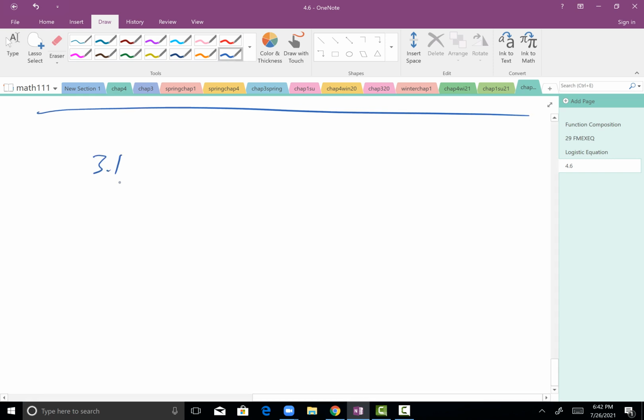3.1 is going to talk about, let me get to it here. It's going to talk about polynomials. This section is about polynomials and rationals. And we've already talked about polynomials, so a lot of this is going to be kind of review. We're going to expand on it in 3.2.